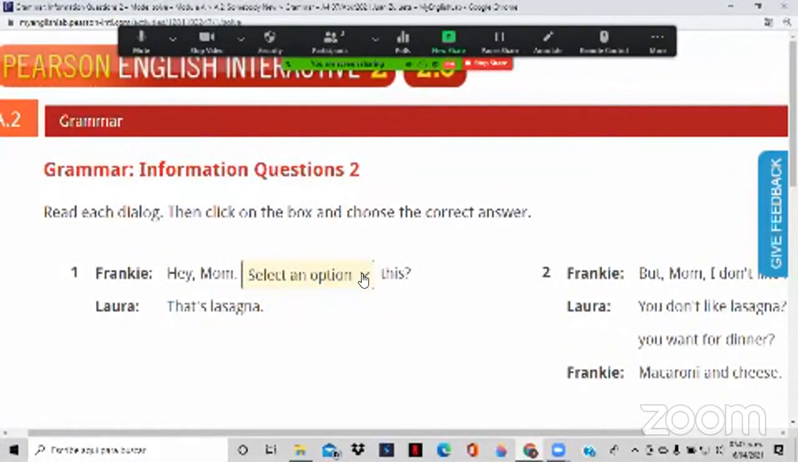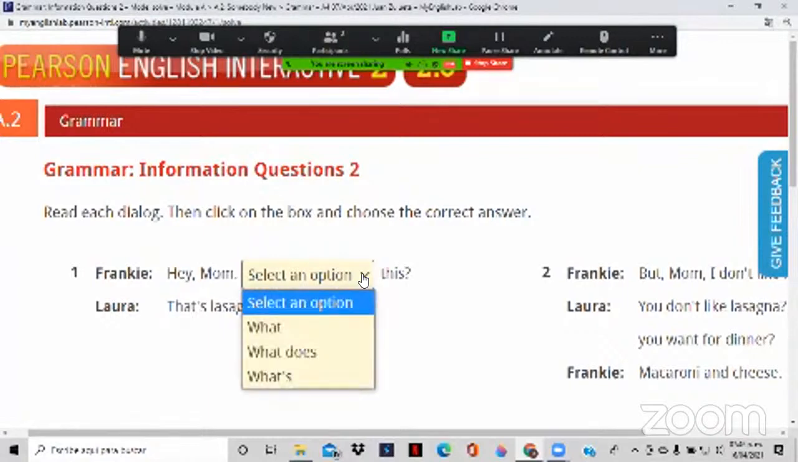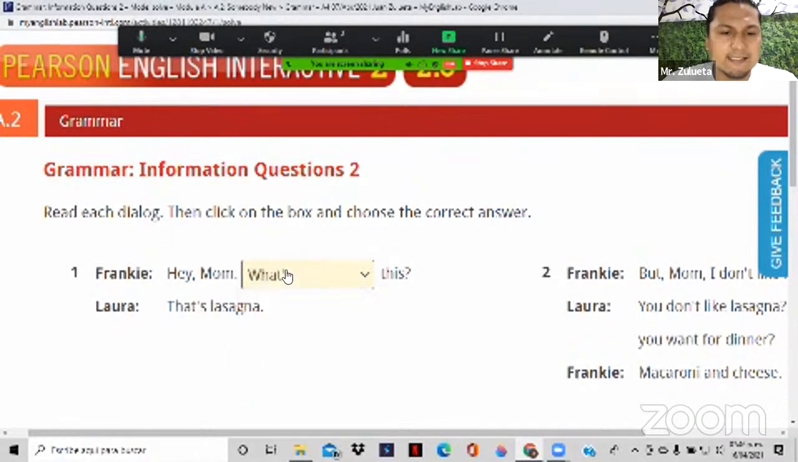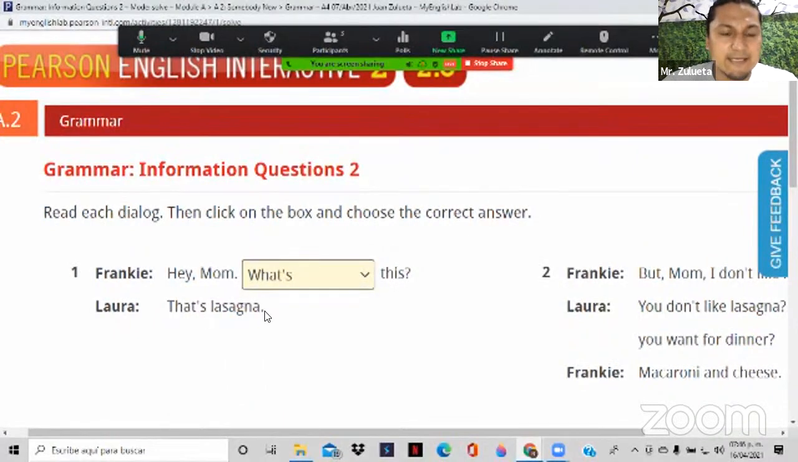Frankie. Hey, hey, mom. Hey, mom. What's this? Okay, so what's this is correct, and that's lasagna. So she was asking about something.